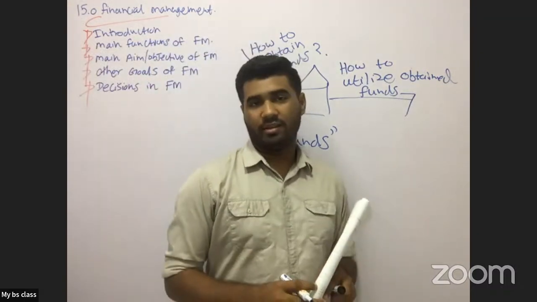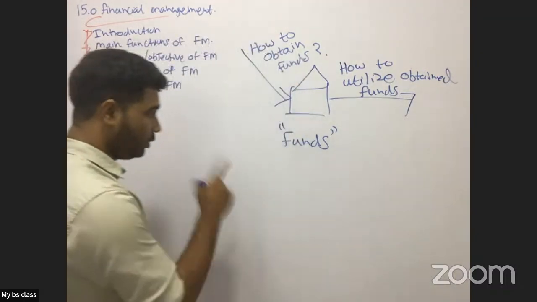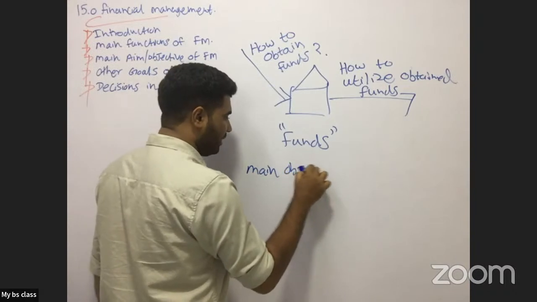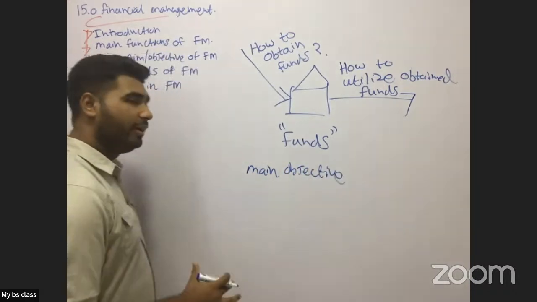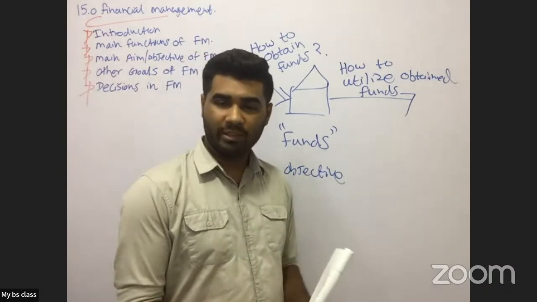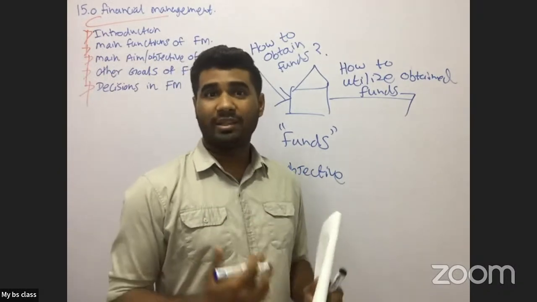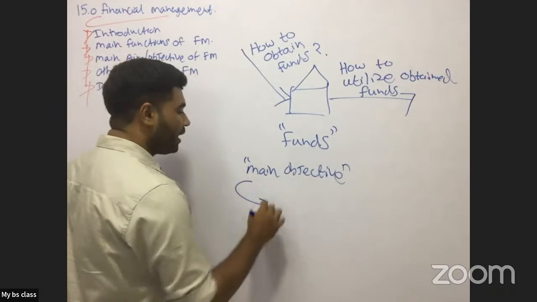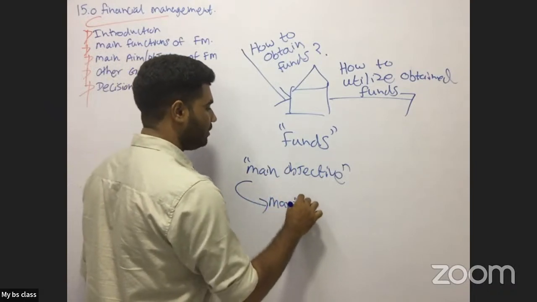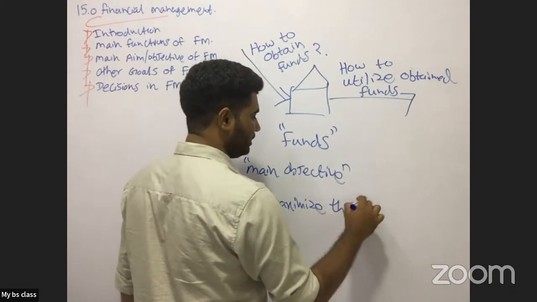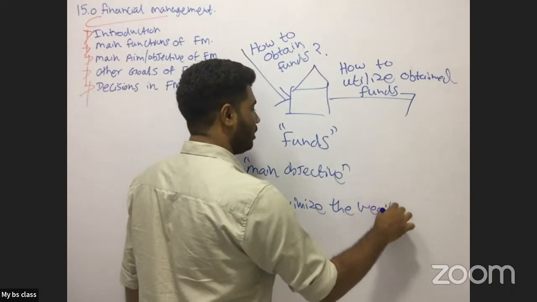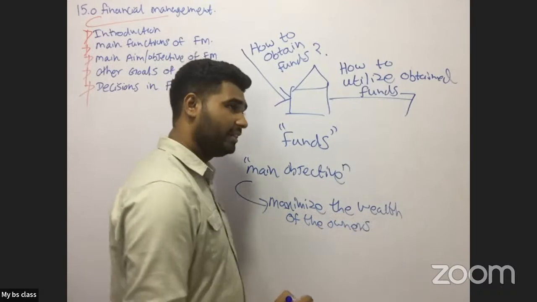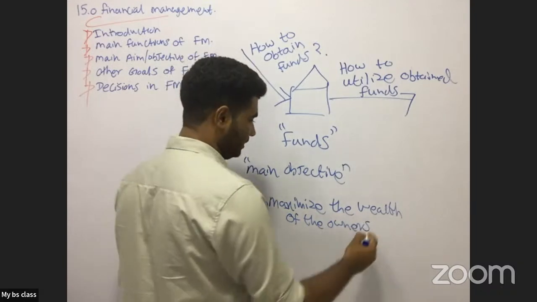So while you're thinking about these two questions, you need to make sure you fulfill the main objective of financial management. So why are you doing this? Why are you trying to obtain funds for your business? Why are you trying to utilize them in the most effective way? With the objective of maximizing the wealth of the owners, or in today's context, I would say shareholders.